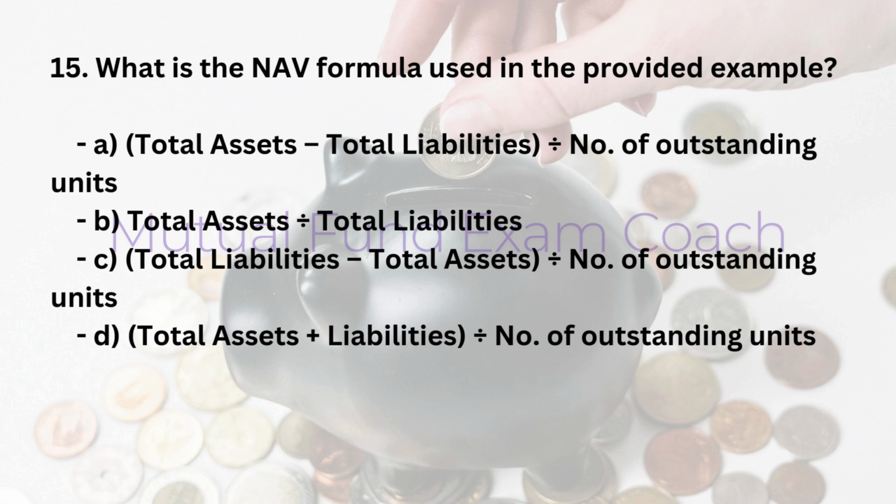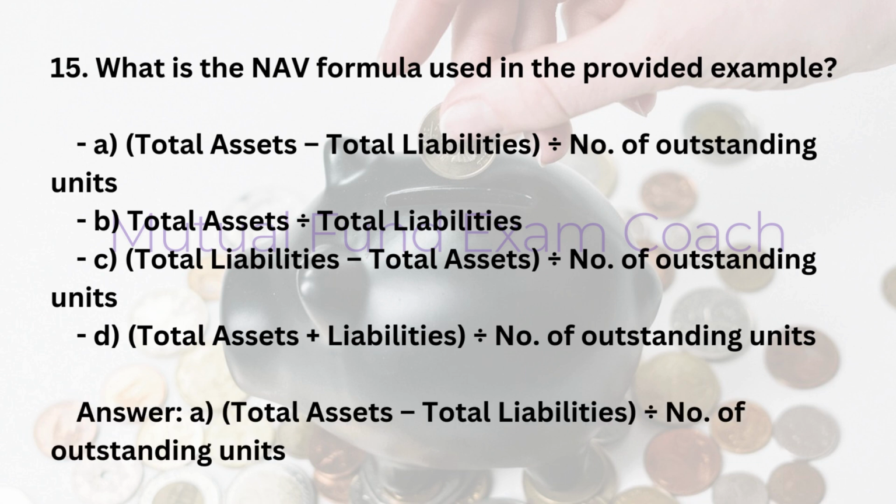15. What is the NAV formula used in the provided example? A. Total assets, less total liabilities, divided by the number of outstanding units. B. Total assets divided by total liabilities. C. Total liabilities, less total assets, divided by the number of outstanding units. D. Total assets plus liabilities, divided by the number of outstanding units. Answer, A.